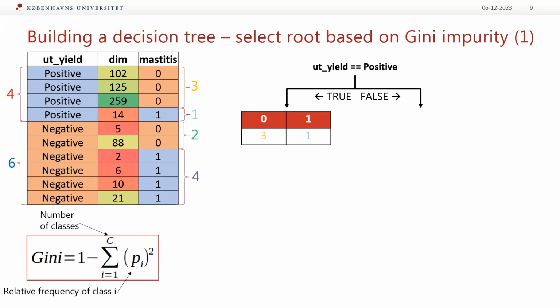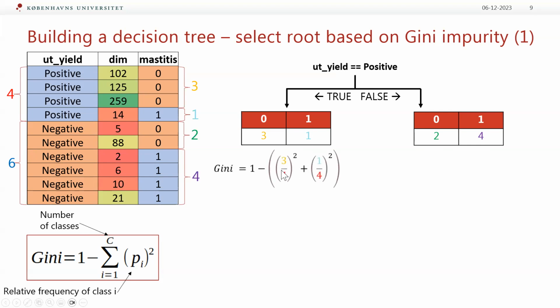And in the case where this is not true, we can see that we have 2 cases without mastitis and 4 cases with mastitis. So we can put that in the table over here. So these are our 2 nodes that result from this split. And now we will calculate their Gini impurities. Remember, the Gini impurity was 1 minus the relative frequency of each class squared, summed together.